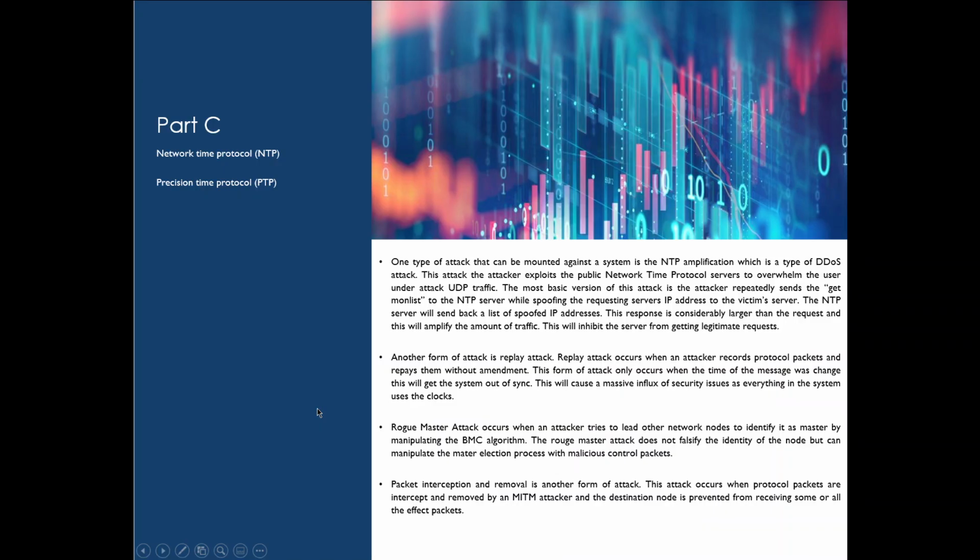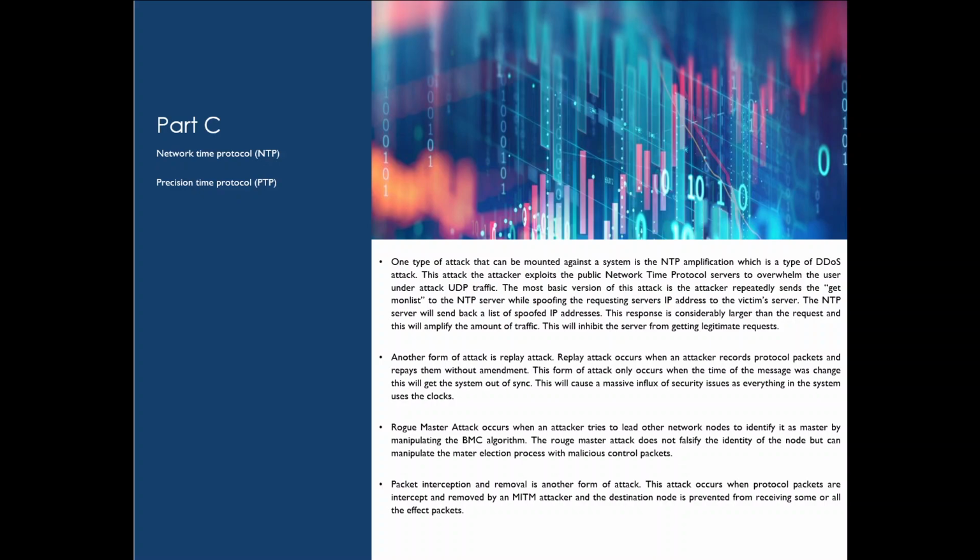Then part C was just research and talking about the kinds of attacks, basically on the network time protocol and precision time protocol. There are four attacks. The first attack that can be mounted against the system is on NTP, the second one is a replay attack, the third one I found is a rogue master attack, and the fourth one is basically packet interruption and removal, another form of attack. It was straightforward, and it's nice to know the attacks. For example, the NTP one uses a DoS attack basically, and then replay attacks occur when the attacker requests protocol packets and replays them without amendment.